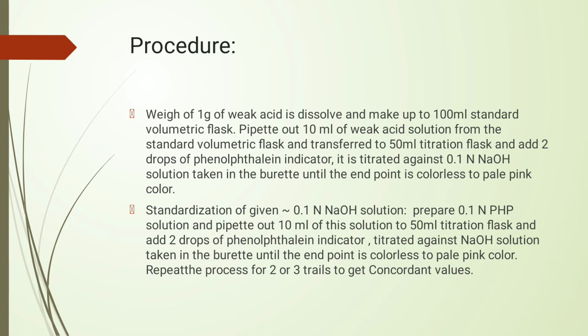The second part of this experiment is standardization of given approximately 0.1 normal NaOH solution. Prepare 0.1 normal PHP solution and pipette out 10 ml of this solution to a 50 ml titration flask and add 2 drops of phenolphthalein indicator. Titrate against NaOH solution taken in the burette until the end point is colorless to pale pink color. Repeat the above process 2 to 3 times to get a concurrent value.